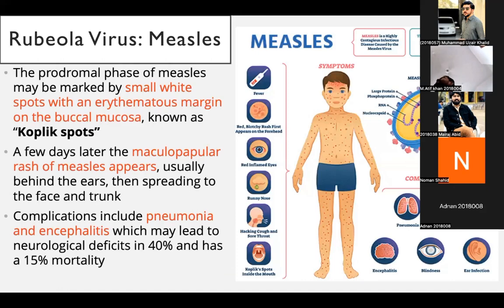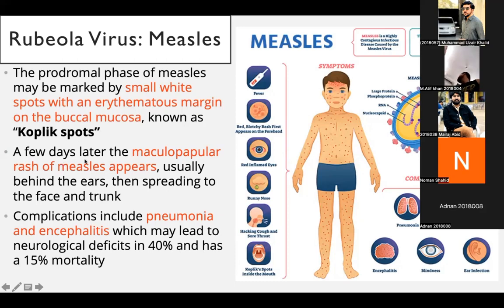We have measles. Measles is caused by the measles virus, right? The prodromal phase of measles may be marked by small white spots with an erythematous margin on the buccal mucosa, known as Koplik spots. Measles, Koplik spots. What are Koplik spots? Found inside the mouth, the oral cavity, the intraoral mucosa. You can find these erythematous margin spots, white spots, central white lesions, and these are known as Koplik spots. Do not forget Koplik spots with measles.